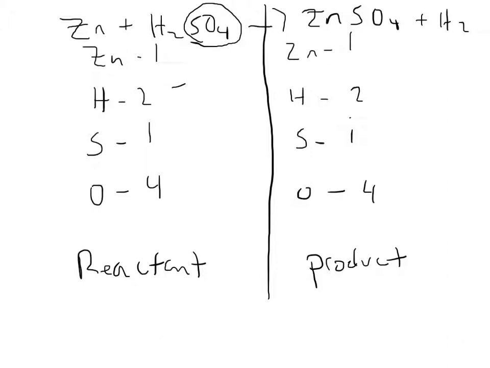So now, we need to try to solve the problem. Well, as you can see, everything is already balanced. Zinc equals zinc, hydrogen equals hydrogen, sulfur equals sulfur, and oxygen equals oxygen. So in this situation, we don't have to do anything. We can just simply write that the equation is balanced.